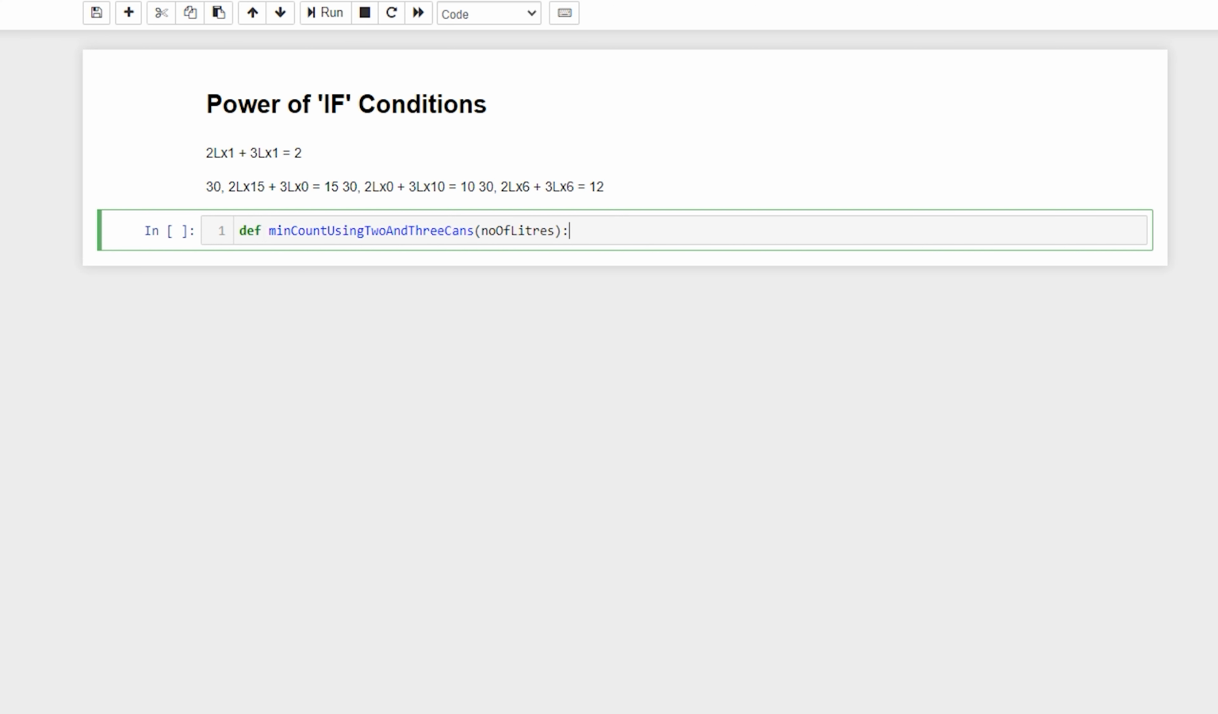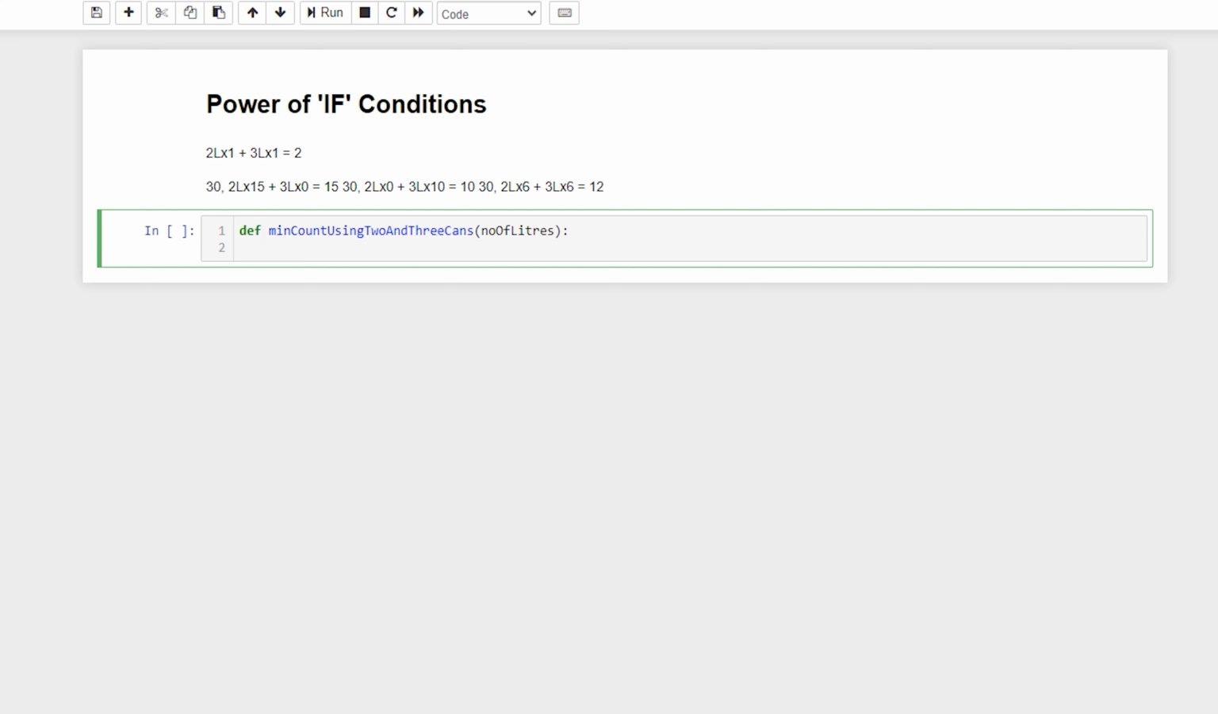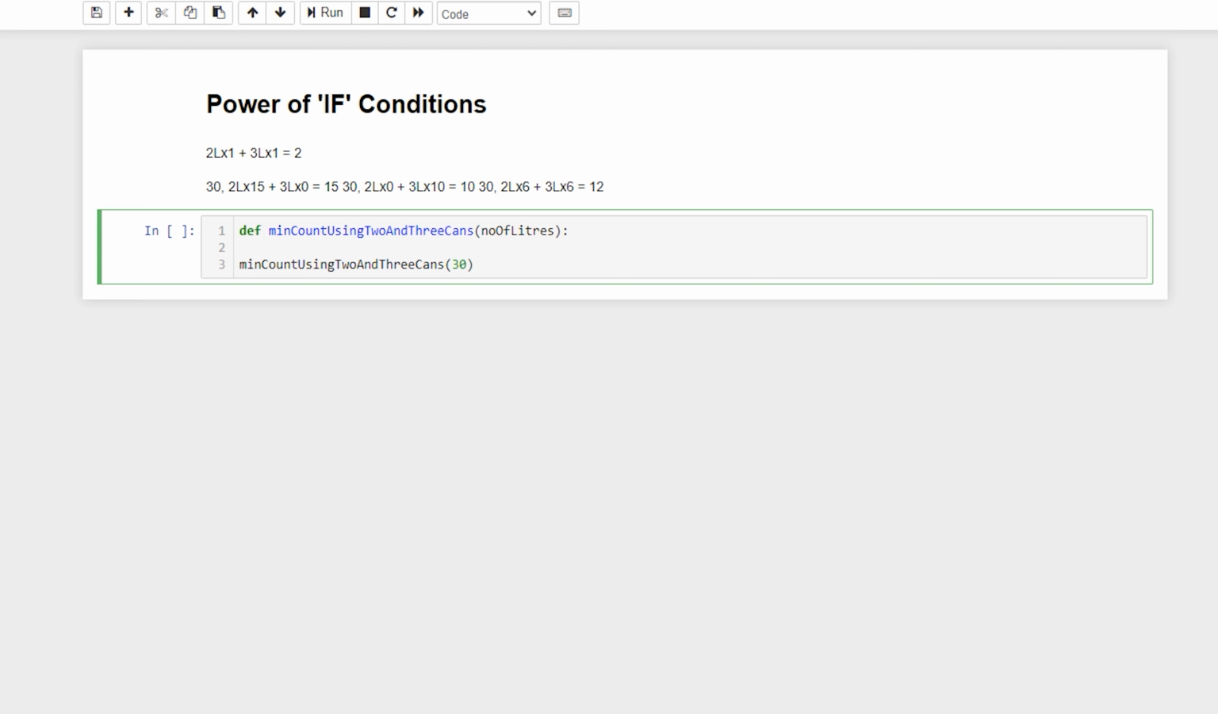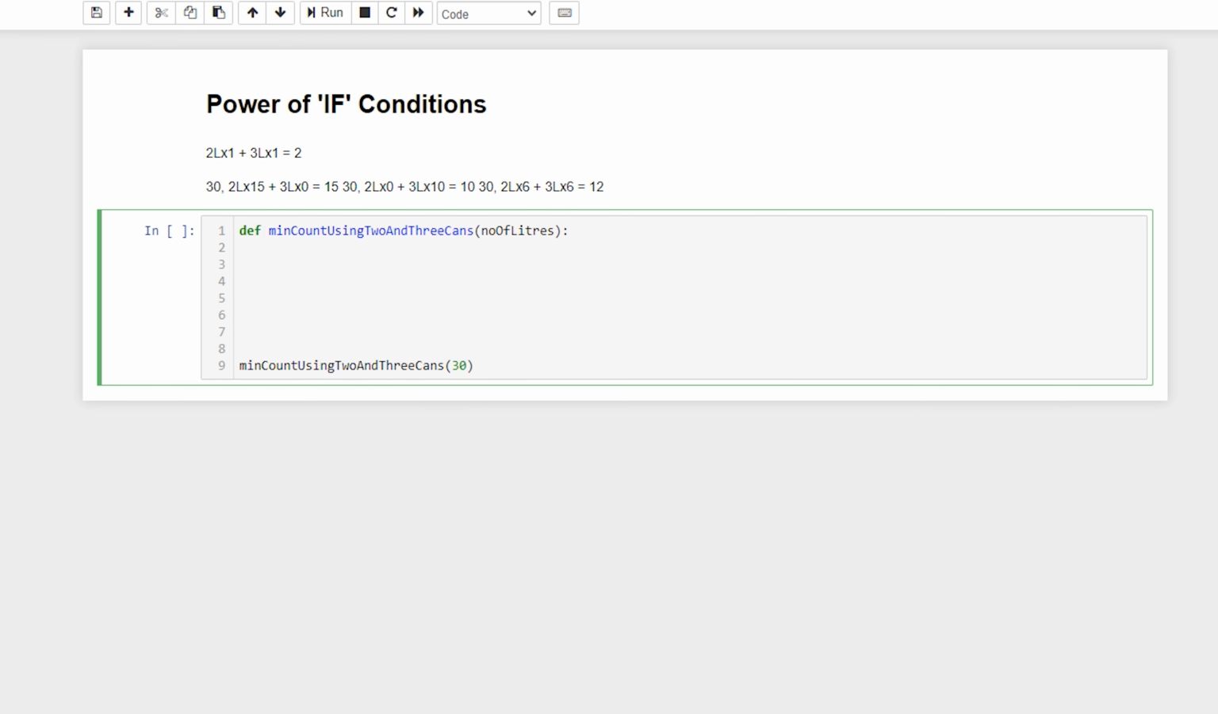Okay, yeah. So now this is the function. This function you are calling from somewhere else. The same function you are calling from your program with some 30 or 40, let's say 30. Now you have to write the code. Okay, so let me explain you.